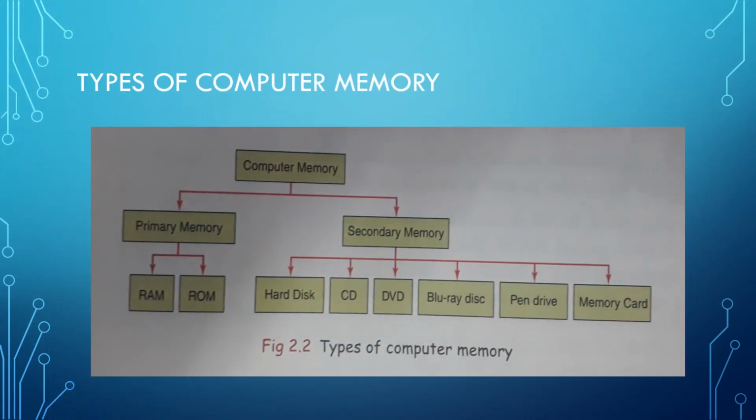The computer memory can be classified into two. One is primary memory and the other one is secondary memory. The primary memory can be divided into two parts. One is RAM, random access memory, another one is ROM, that is read-only memory. We have a few secondary storage devices. They are hard disk, CD, DVD, Blu-ray disc, pen drive and memory card.